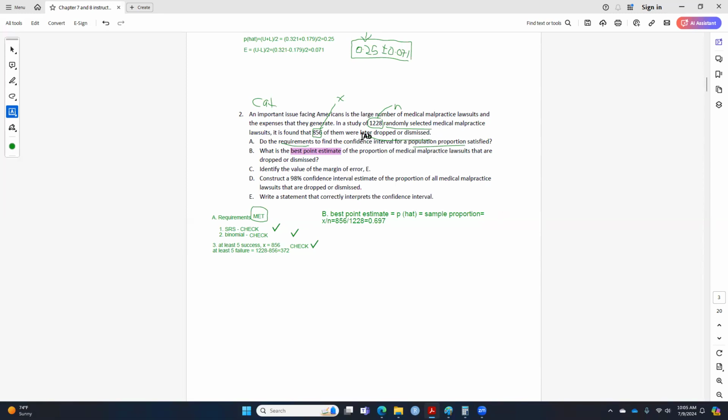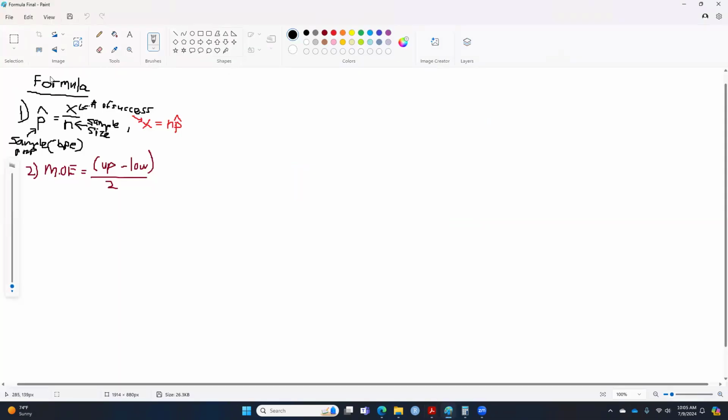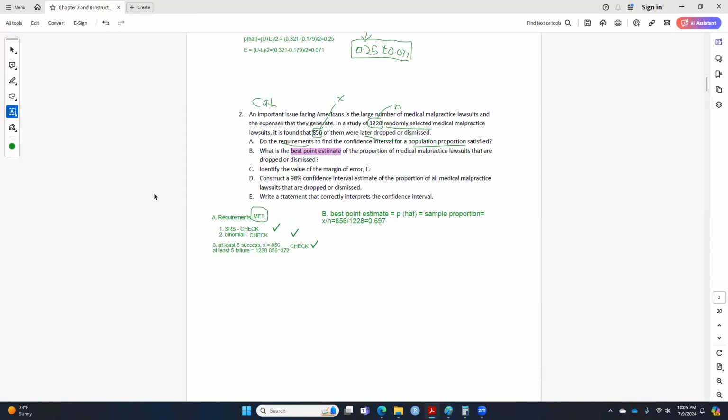Okay. Sometimes the question gives us a percent, like the 70% in the example above, then the best point estimate is 0.70. However, sometimes the question does not give us the sample proportion p-hat, then you have to divide. It's also in your formula sheet, where the best point estimate is p-hat, which is x over n. I bring it up because I usually ask these kinds of questions in your test.